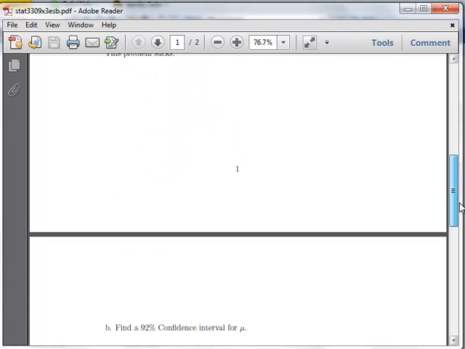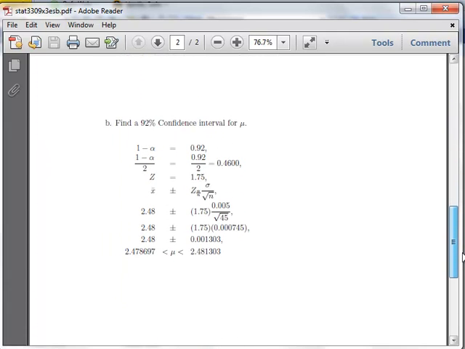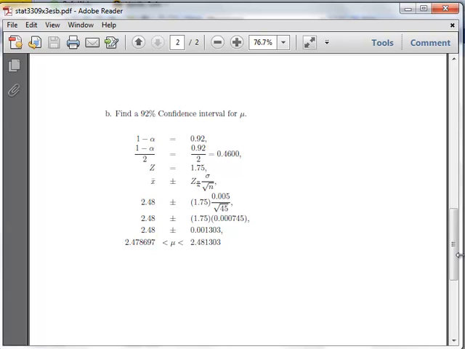Well, let's look at another one. Still part of problem 2. This time you want a 92% confidence interval. So you're going to start out the same way with 1 minus alpha. Now it's going to be equal to 0.92, referring to the 92% confidence interval. And you're going to have 1 minus alpha over 2, which is 0.92 over 2, which is 0.4600. The z that's attached to that is 1.75.